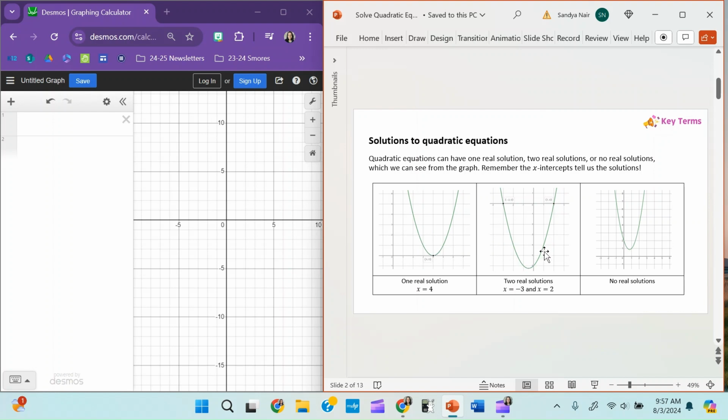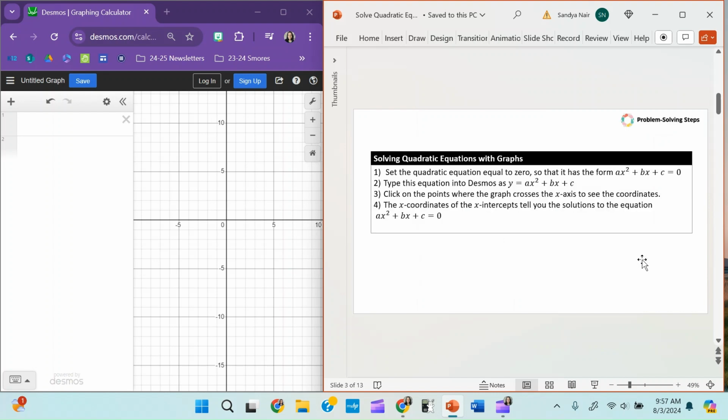If it has two real solutions, which is the most common scenario, you'll see that the graph will cross the x-axis at 2 points. If it has no real solutions, the graph will kind of look like it's hovering because it won't ever actually cross the x-axis. So we can solve quadratic equations with graphs.